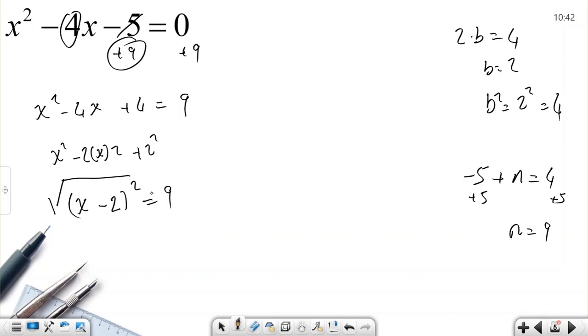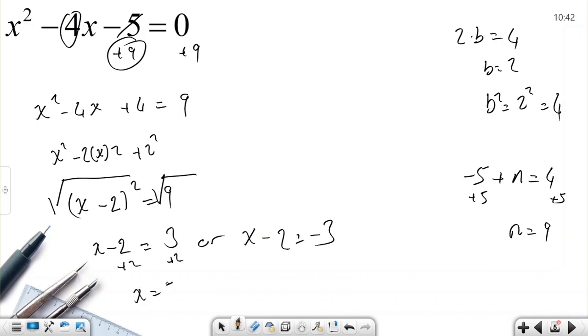Let's use the square root here. Okay, that's good. The square and the square root cancel each other, we get x minus 2 equals 3, sorry about that, x minus 2 equals 3, or x minus 2 equals negative 3. Plus 2, plus 2: x equals 5, or x equals, plus 2, plus 2, that will be 0, negative 3 plus 2, negative 1. So x equals 5 or x equals negative 1. These two are our solutions.